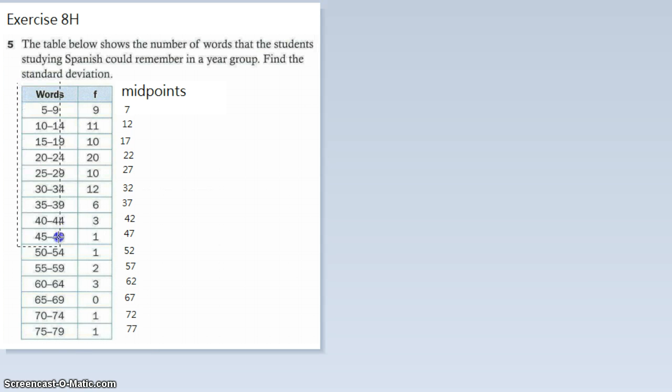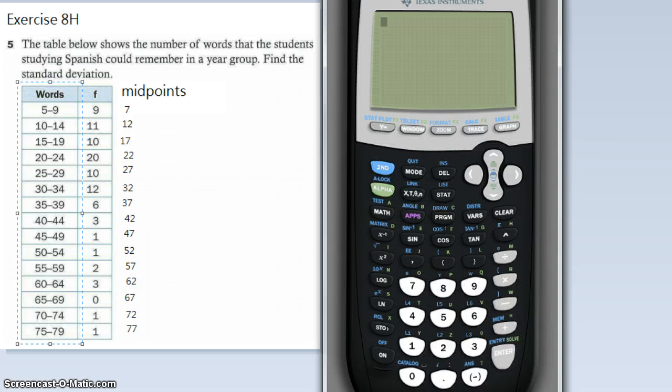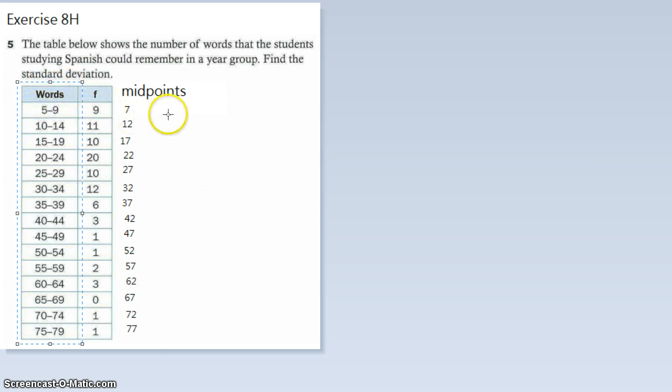where instead of having numbers, our categories are intervals, right? So we have 5 to 9, a total of nine students that know 5 to 9 words, 11 students that know 10 to 14 words, so on and so forth, right?